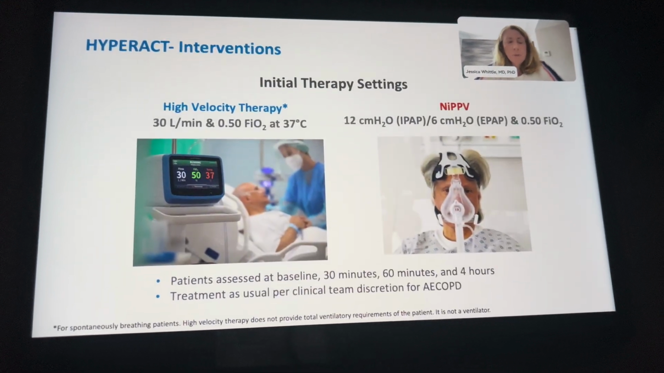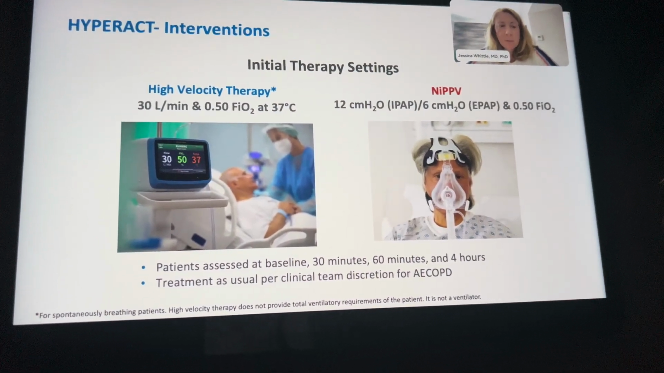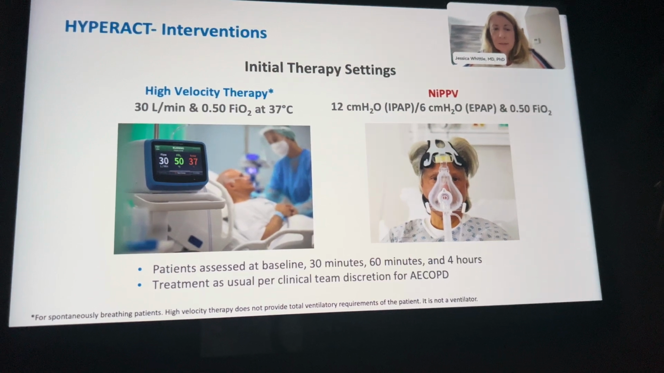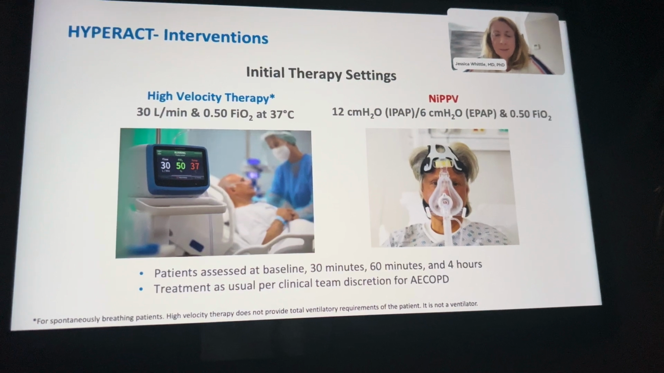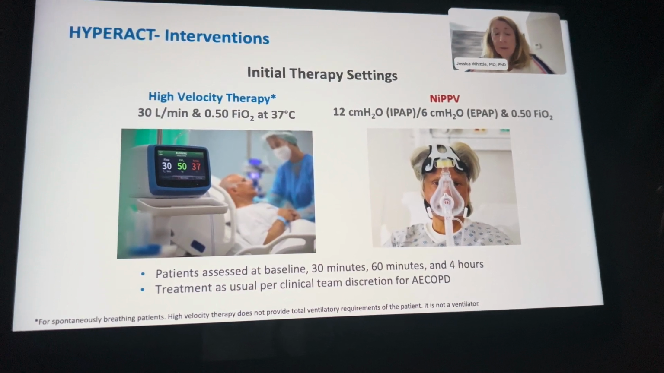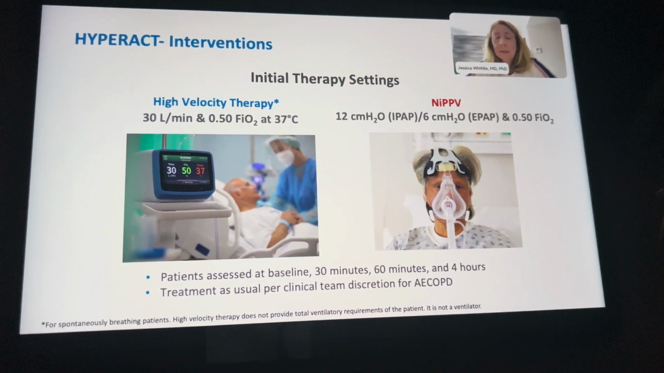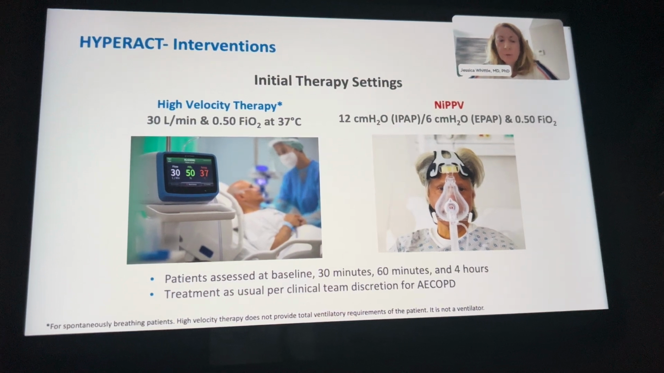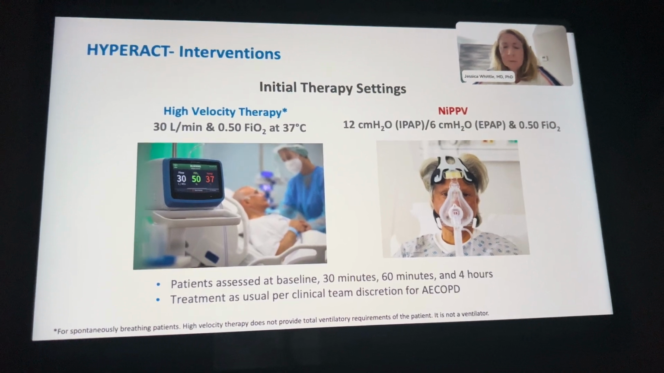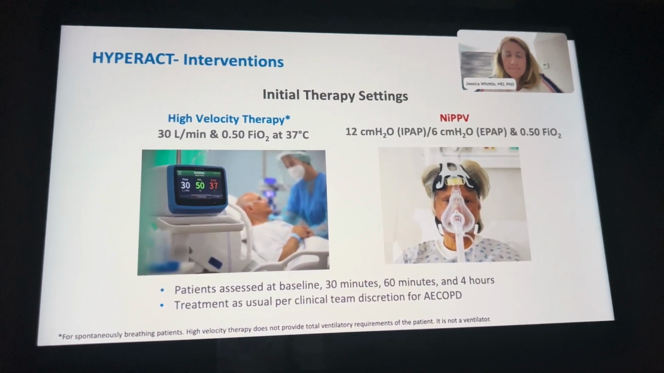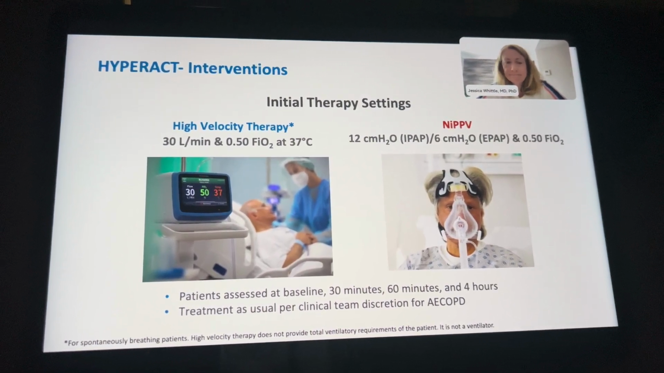Our initial therapy settings were 30 liters per minute with an oxygen FiO2 of 50% for the velocity base, or 12/6 centimeters of water pressure base. The clinicians were able to change those settings as rapidly as they felt that they should. The patients were treated according to whatever standard practice occurred at that hospital. Again, these were not substantially hypoxic patients usually, although some of them do use home oxygen. Usually it's at low levels, maybe 2 liters by nasal cannula or things like that. So we kept them at their lower oxygen level. Next.